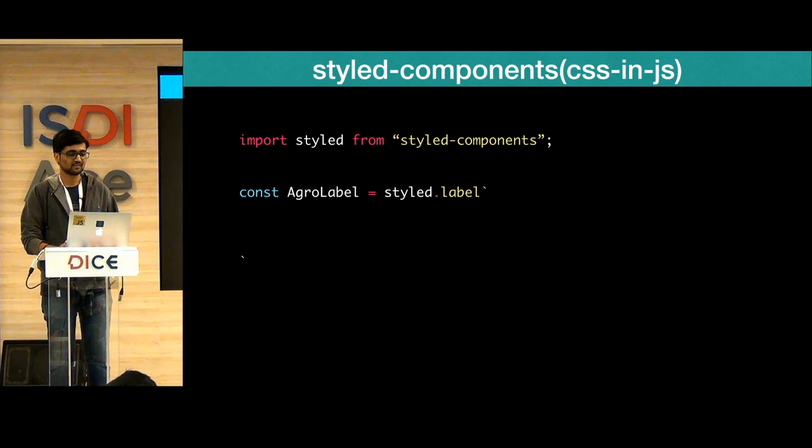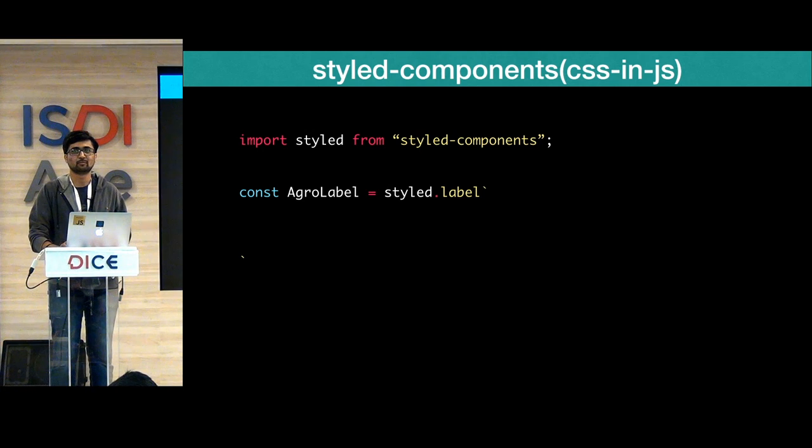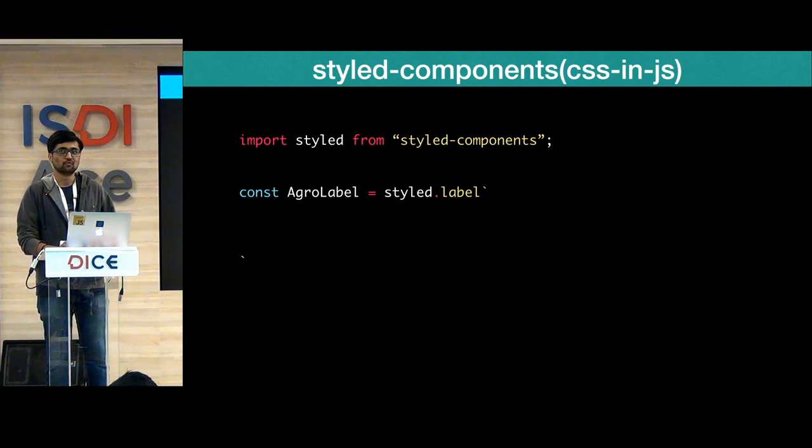How does it look? First, you install it with npm install. Next, you import styled from styled-components, and there is styled.label followed by a tagged template literal. If you know tagged templates, they are a new way of calling a function. So label is actually a function defined on styled. We don't have to worry about the class names, that is already taken care of.